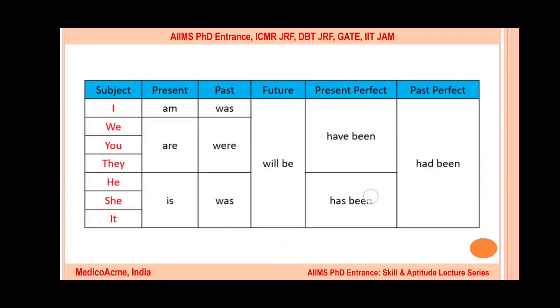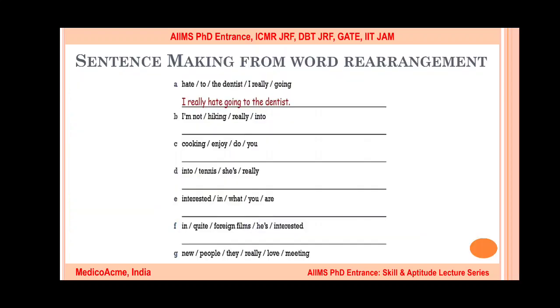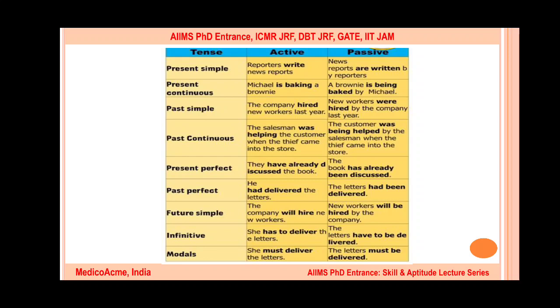Why? Because had is used for anything. You can see now, had is used for anything in past perfect. Okay, so guys, this is the kind of elaborate thing with examples, so you can go through it if you want. Reporters write new reports: new reports are written by the reporters.